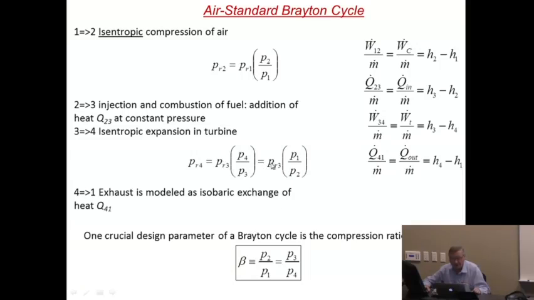So now if you have the properties of point number 3, P3, PR3, you can find the properties of point number 4. And then the 4-to-1 exhaust is modeled as an isobaric exchange, Q41.